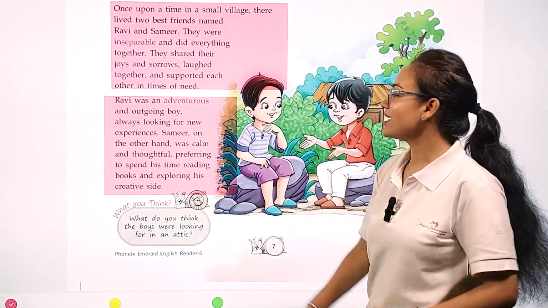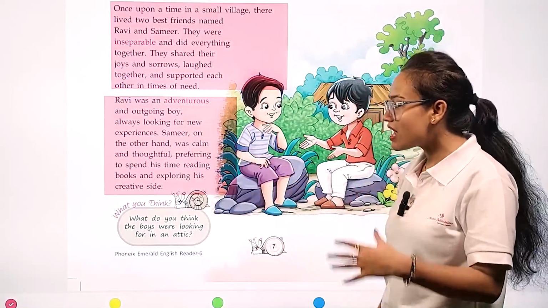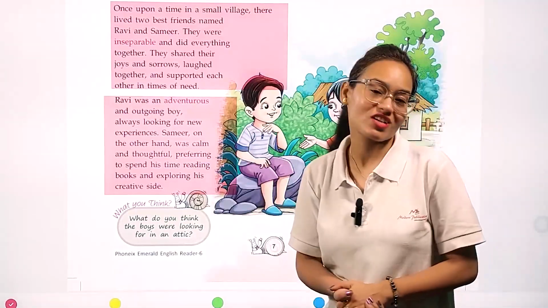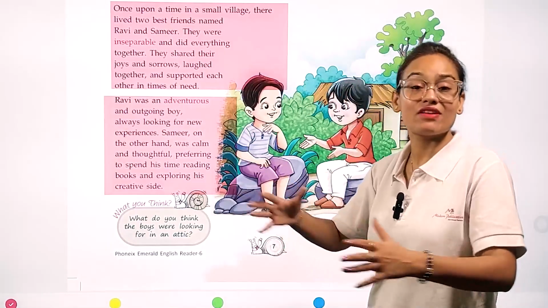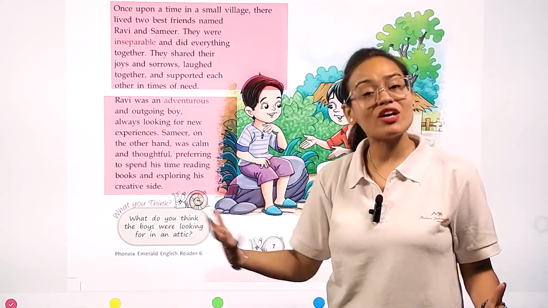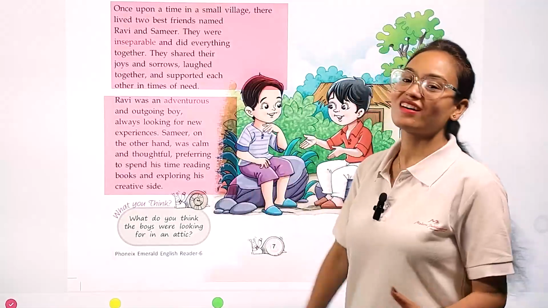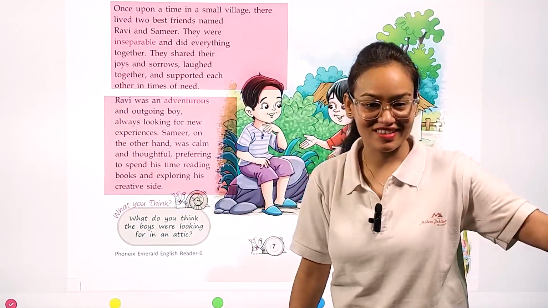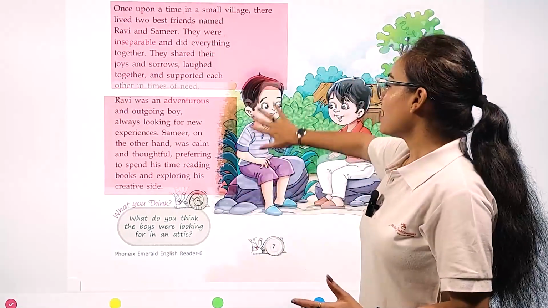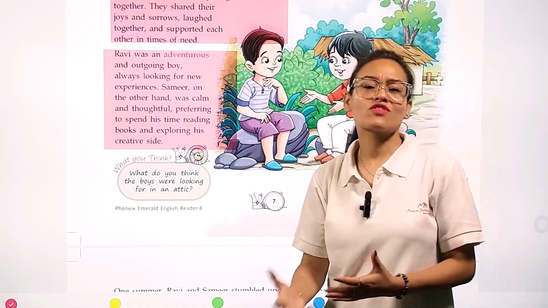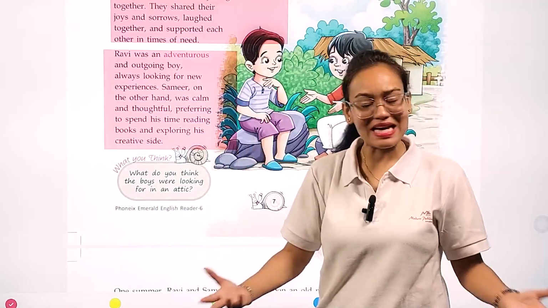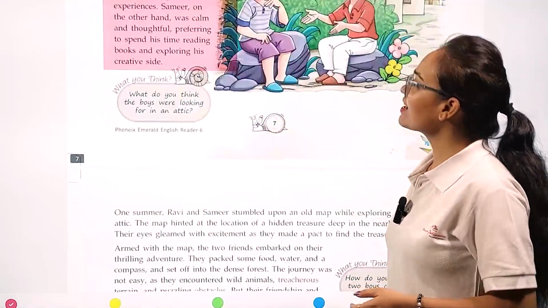On the other hand, Samir was calm and thoughtful, preferring to spend his time reading books and exploring his creative side. If Ravi is an adventurous boy who wants to gain a new experience every day, Samir is just like calm water. He was very calm and a very thoughtful boy. Samir liked to spend most of his time reading books or exploring the creative side of his life.